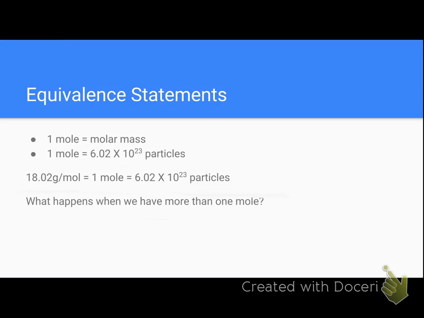But what happens when we have more than 1 mole? That's what we're doing now, okay? We might have more than 1 mole. We might have less than 1 mole. So we are going to have to use these equivalent statements to find those conversion factors. Now is when you really want to make sure you've got that calculator and that periodic table out.